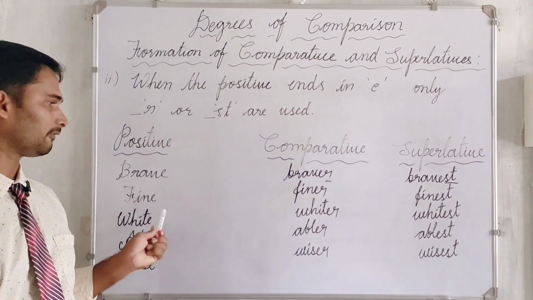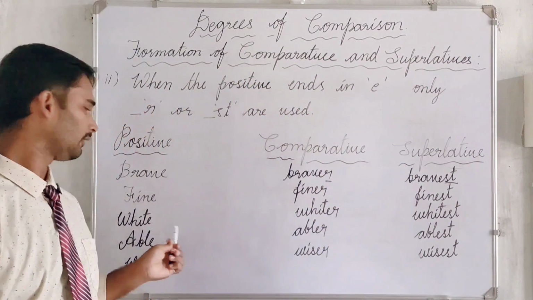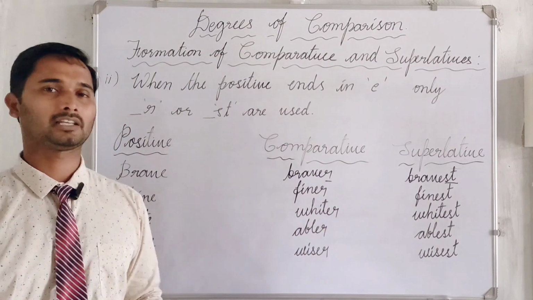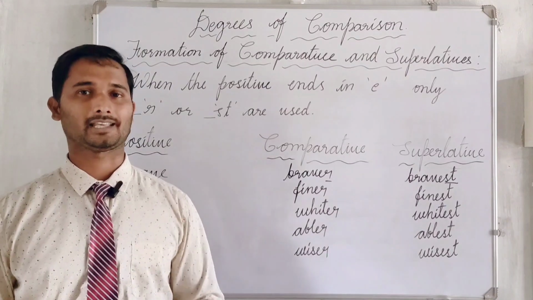Some more examples: fine, finer and the finest. White, whiter and the whitest. Able, abler and the ablest. Wise, wiser and the wisest.